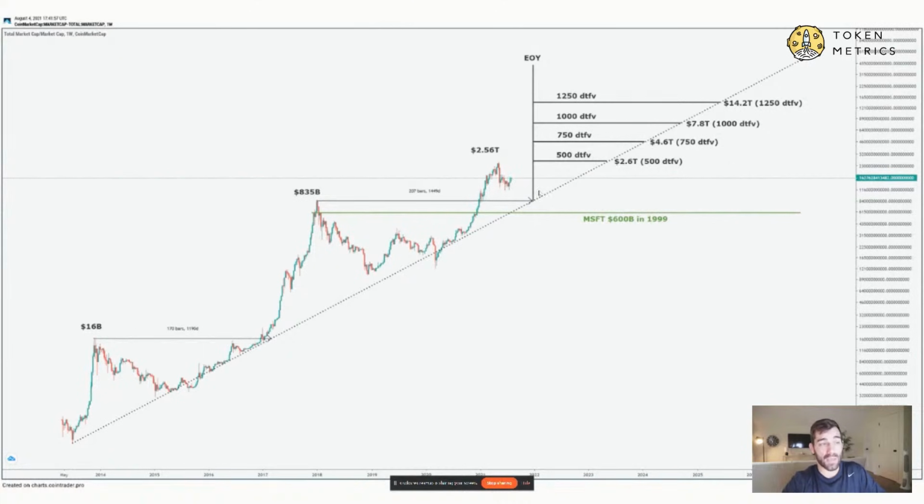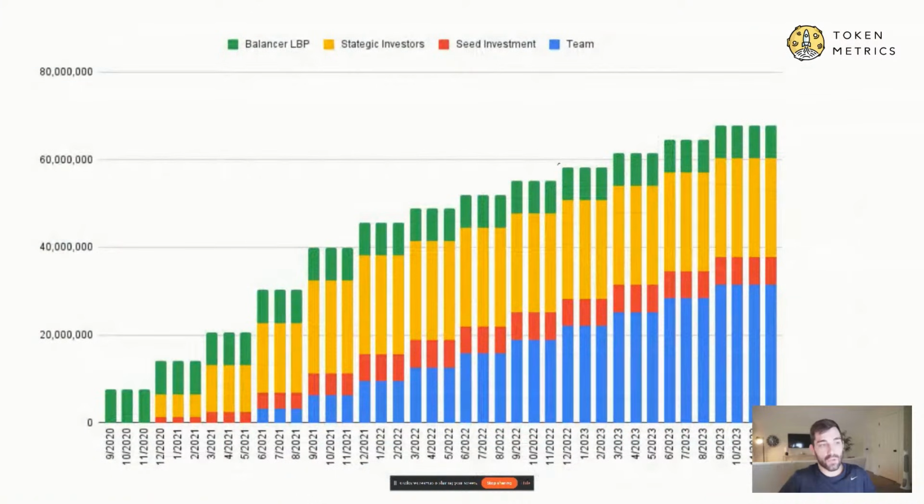Could we see down price action in the meantime? Could we go into a bear market? I don't think it's likely, but of course it's possible. Could we see downward price action towards this trend line? Sure. But over the long term, over the course of the next couple of years, we expect these scenarios to be realized.